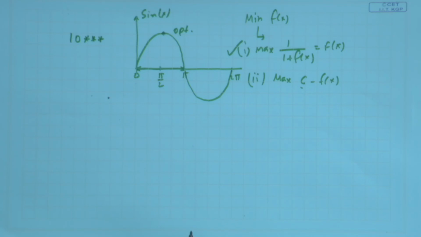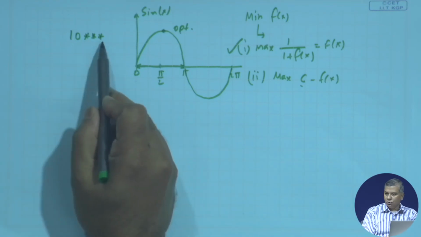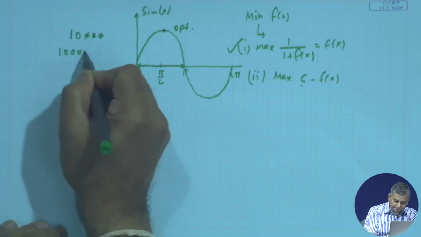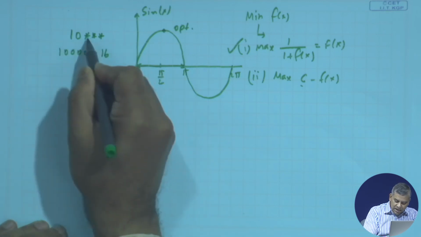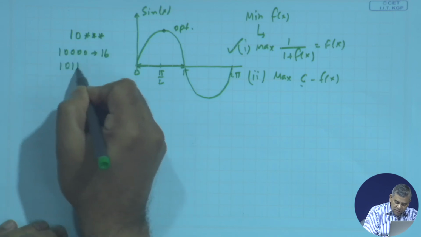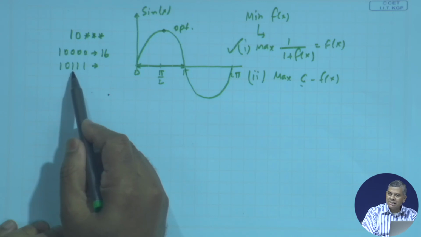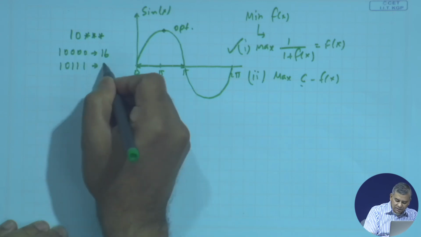So how will you get the lowest value? When you have all zeros. So what is the decoded value? All zeros. This will be 16. And all ones here. So we are talking about this. What is that decoded to? 1 plus 2, 3, 3 plus 8, 3 plus 4, 7, 7 plus 16, 23.